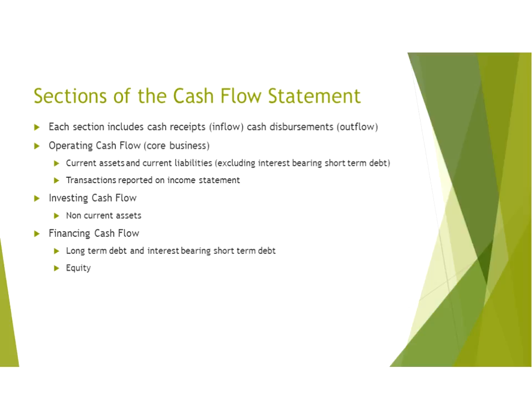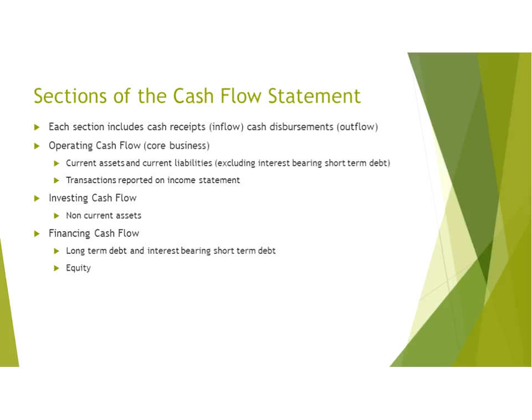When we talk about the operating section, here we're talking about the core business, which includes transactions reported on the income statement, as well as current assets and current liabilities. One exception to this rule is if we have some interest-bearing short-term notes or short-term debt, we're actually going to include that in the finance section.